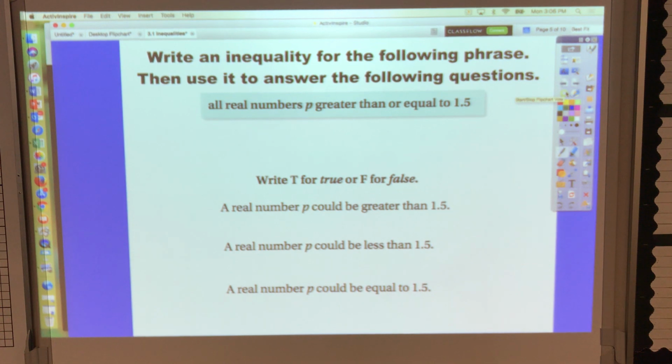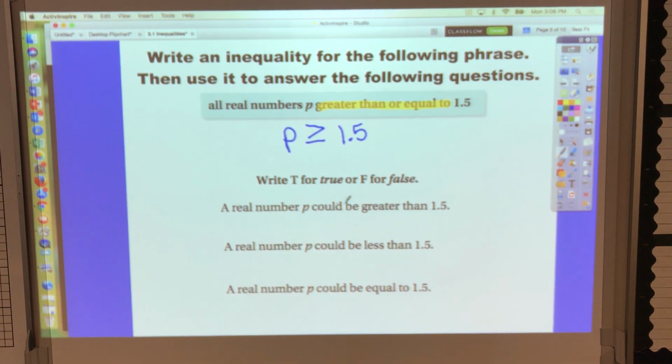Now we're going to go to writing an inequality for a verbal phrase, but we're going to interpret a little bit more about what that symbol means. All real numbers p are greater than or equal to 1.5. So p greater than or equal to, greater than opens up this way, 1.5. And they want us to answer these true or false questions afterwards. T for true, F for false.